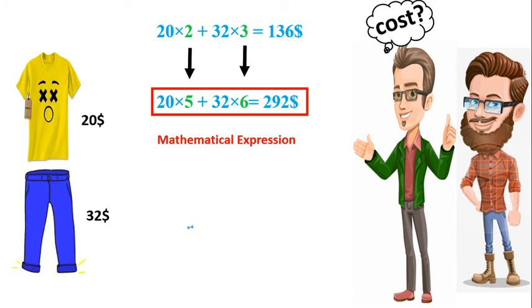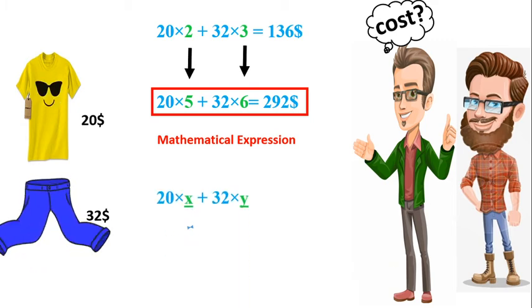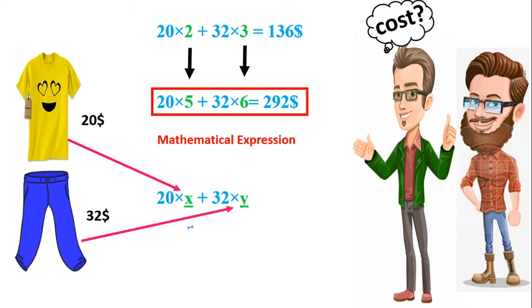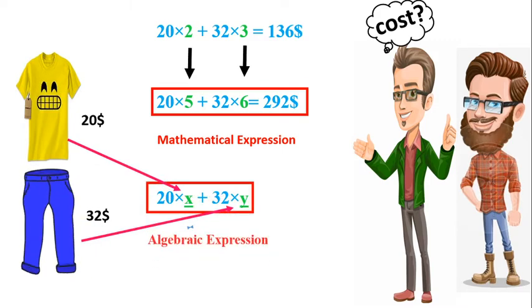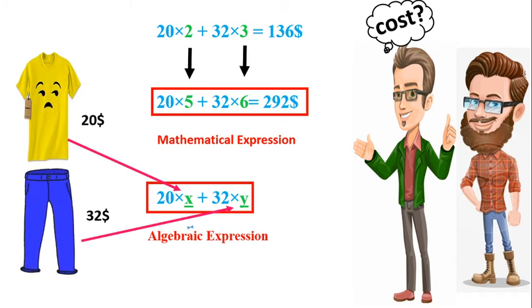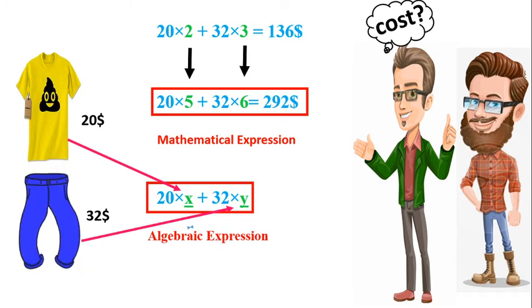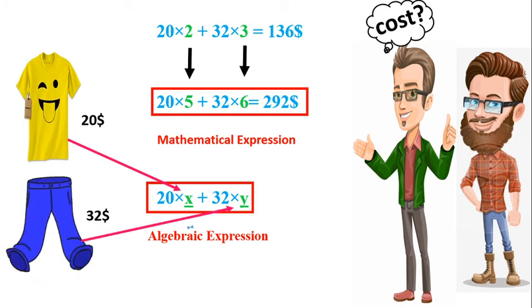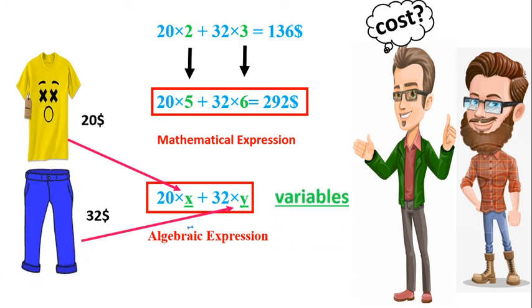Let's suppose that X represents the number of t-shirts and Y represents the number of jeans here. Now the expression you have is an algebraic expression because we have used a symbol to represent a variable quantity. The expression that you have here is an algebraic expression and the symbols used in the expression are called variables.